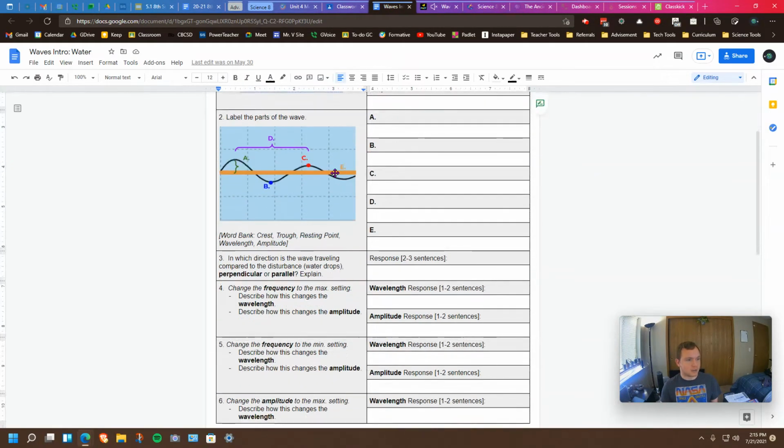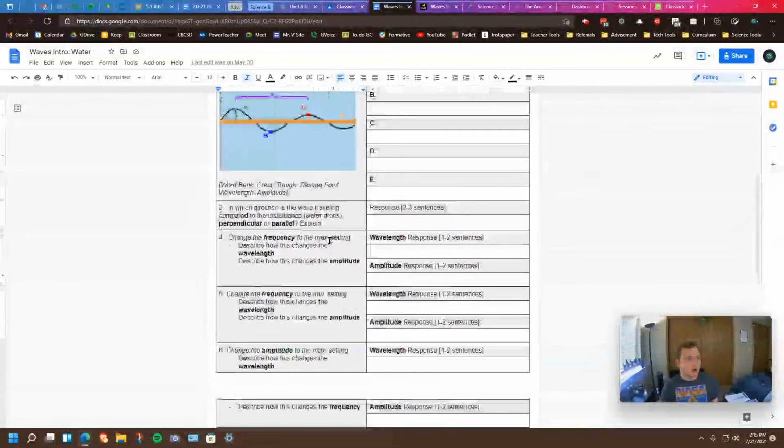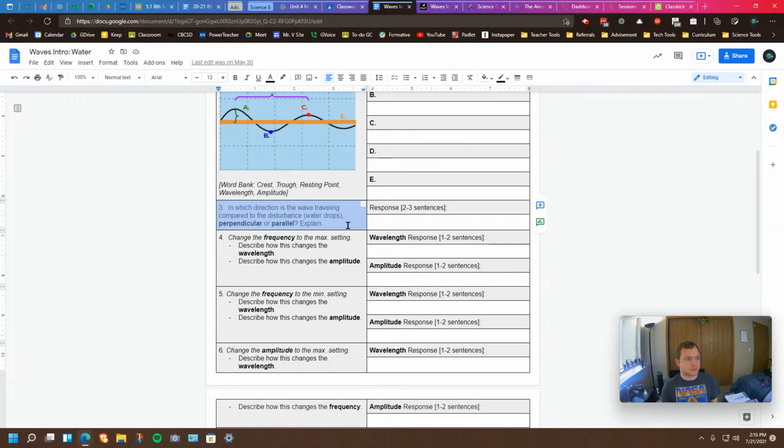I am again going to have you label parts of the wave, kind of using this diagram here. You got a word bank that'll kind of help you out. And then we kind of really start focusing on stuff on question 3.